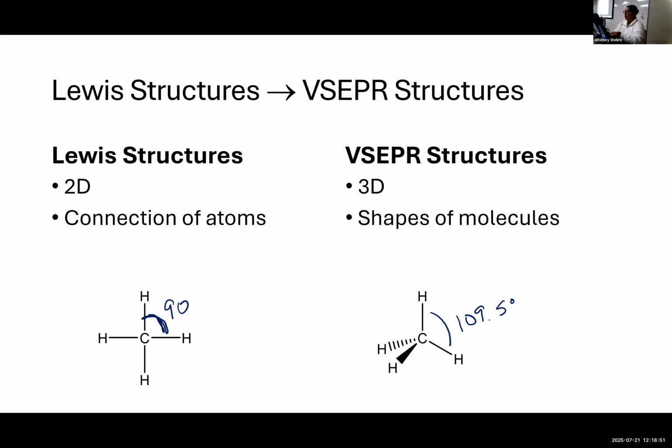So we have these little dashes and wedges. This wedge means it's coming out in front of you, towards you, and then dash is going behind it, or vice versa. It doesn't matter. One's coming at you, one's going away from you. So it's not flat down like on the page. So with Lewis, it doesn't matter being accurate with those bond angles, but with VSEPR, it starts coming into account.